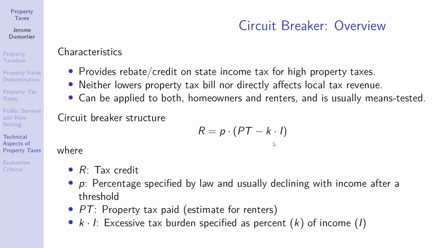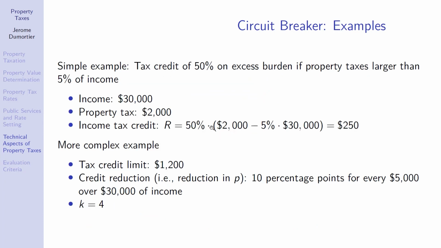Since this is not very intuitive, let us do an example. Consider the following situation where you have an income of $30,000 and you have a property tax bill of $2,000. However, the state considers a property tax burden of more than 5% of your income to be excessive. So this is how the circuit breaker works: you calculate 5% times your income, so that would be $1,500.